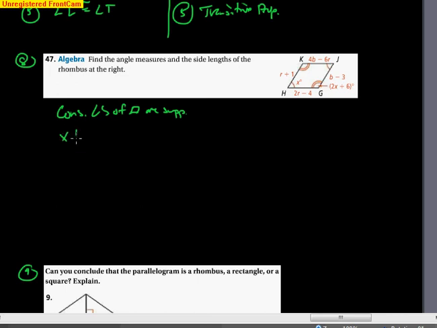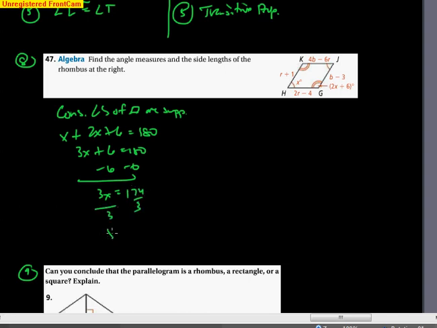So we can still use the fact that x plus 2x plus 6 will equal 180. Combine your like terms. Subtract 6. Divide by 3. And you get x is 58. So angle H and J is 58.